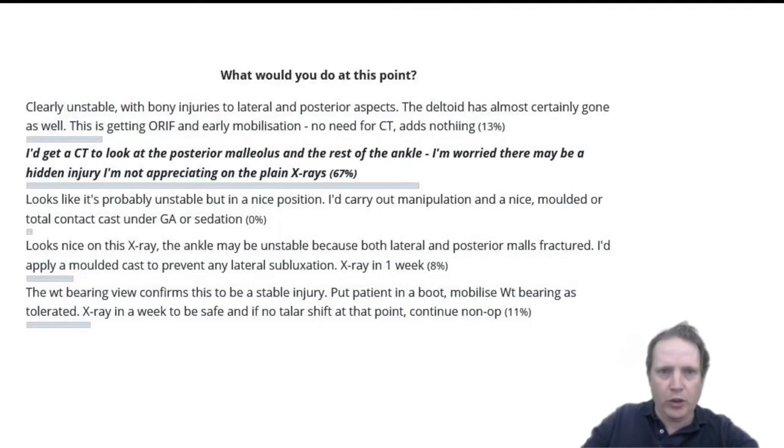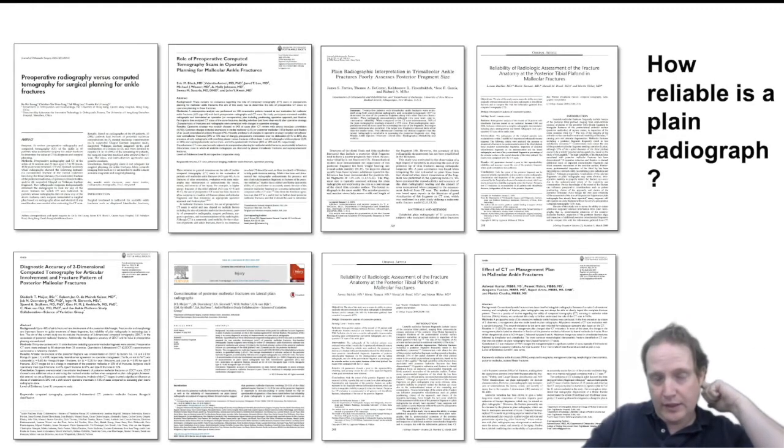So what would you do at this point? 67% said they would get a CT to look at the posterior malleolus fracture. And this bears out in the evidence. As I discussed in the webinar, the plain radiograph is very unreliable, with 22% accuracy in most of the papers presented.